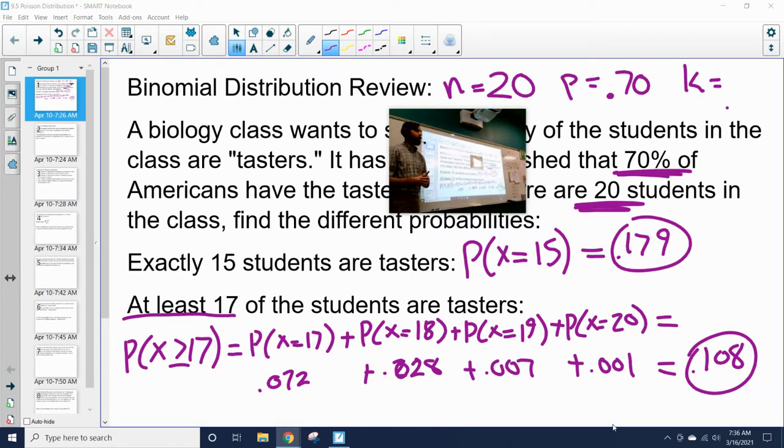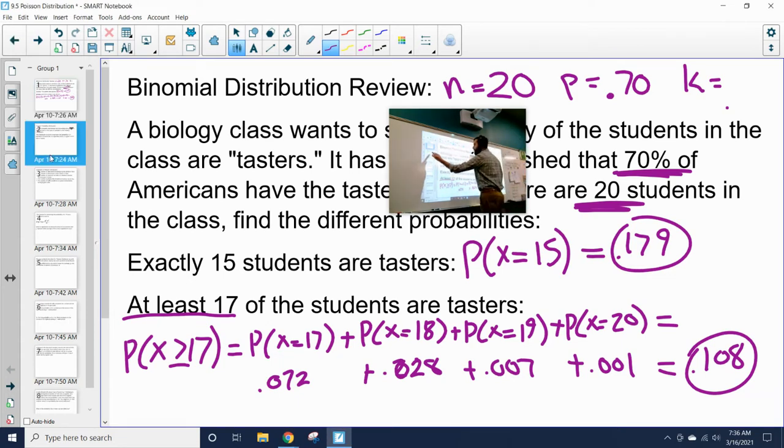Once again, binomial distribution only worked when you had either success or failure. There were only two options. You had this or this occur. Poisson distribution is a little bit different.